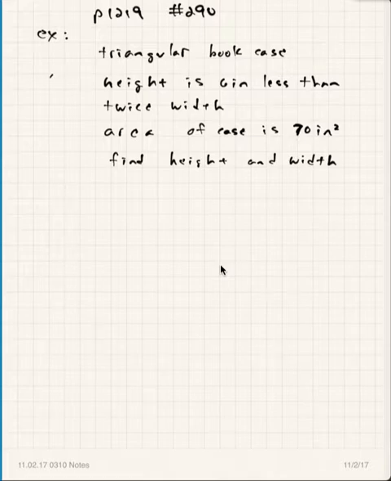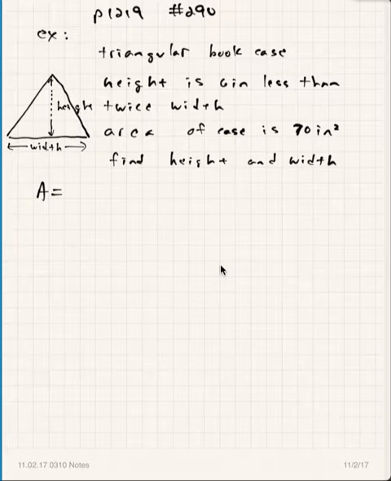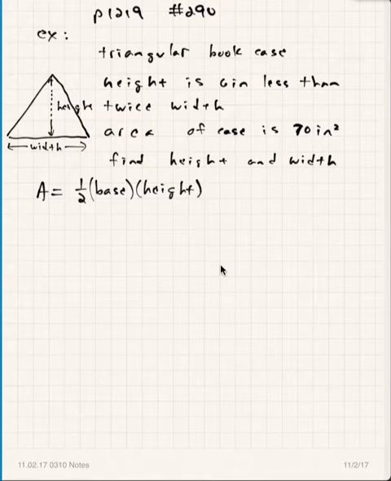So you're talking about a triangular bookcase. I don't think I've ever seen a triangular bookcase before, but that's what it says. So you have a triangular bookcase like this, and this is the width down here, sometimes called the base of the triangle, and this is the height right here. And now, I don't know if you remember the formula, but the area of a triangle is 1/2 the base times the height.